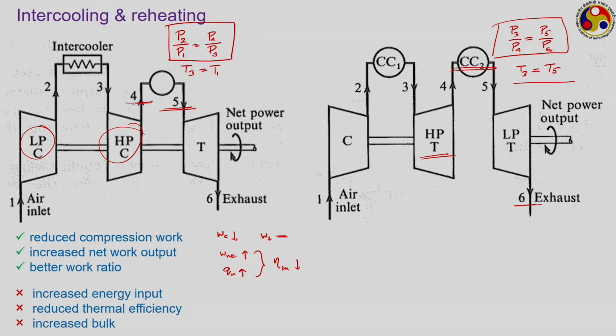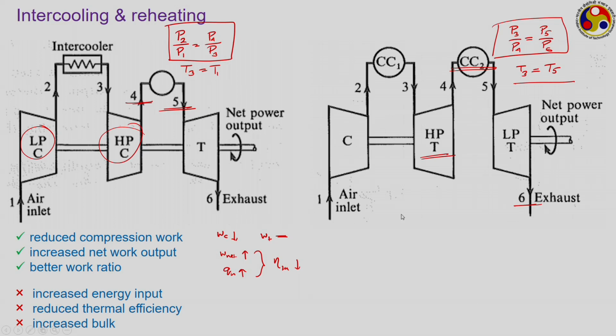And also the bulk of the system increases because we are going for multiple stages of compression plus one additional heat exchanger in the form of an intercooler in between. So, we need more space to house the same thing and also a more complicated piping arrangement. What about the reheating then?